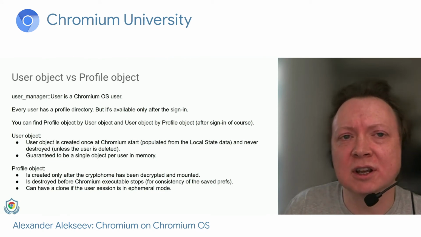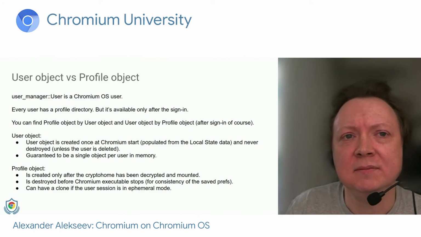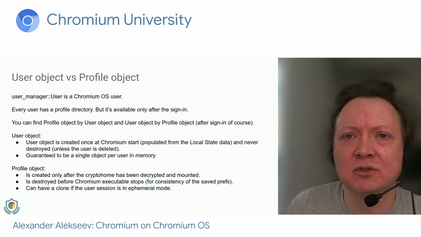The profile object is created only after the cryptohome was decrypted and mounted. It is destroyed before the Chromium executable is stopped, to store a consistent user preferences database to disk. Another important profile feature is that it can have a clone if the user is logged in ephemeral mode, which means that if you are working on a model that will run before the user session starts, you likely need to store data per user, not per profile.